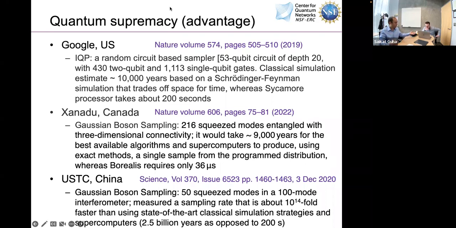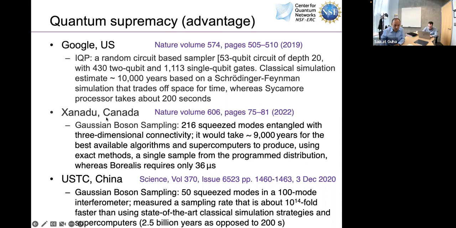In Christos's description, a random sample was just a random click pattern that comes at the output of that Gaussian boson sampler. If you try to write a classical computer code to generate random samples from that same distribution, the time it will take will grow exponentially with the size of the problem. And all of these papers publish these astronomical numbers.